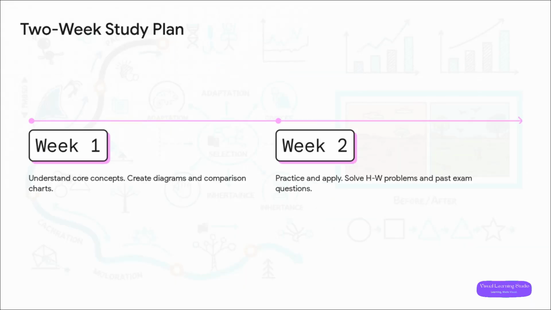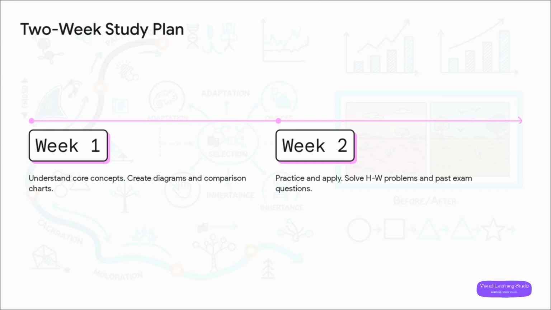Here's a super simple 2-week plan. In week 1, just focus on understanding the story. Go through Darwin's ideas, the 5 proofs, all that good stuff. But the key here isn't just to read, it's to create. Draw your own diagrams. Make a big chart comparing homologous and analogous organs.